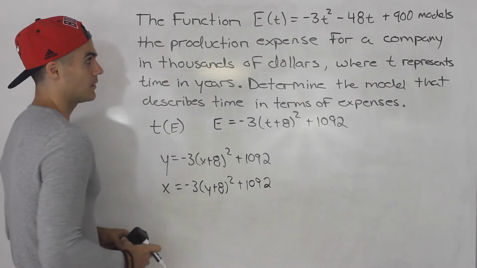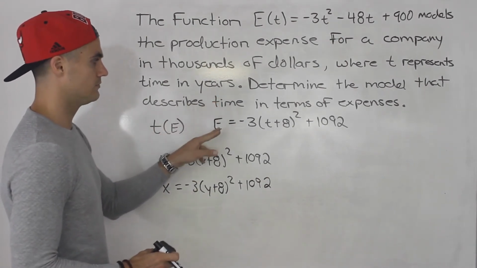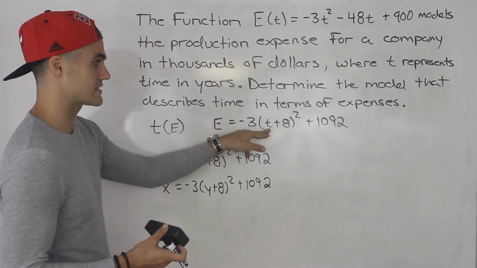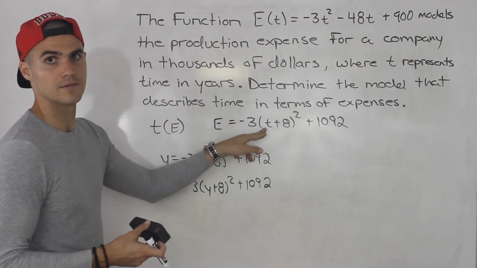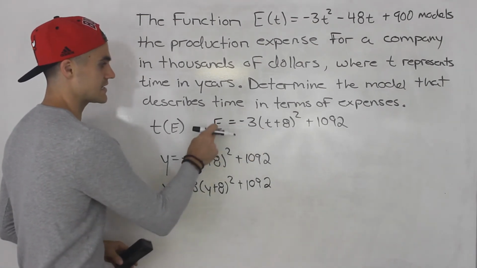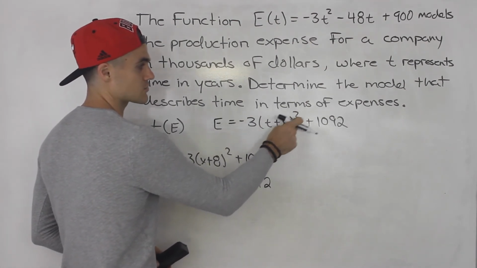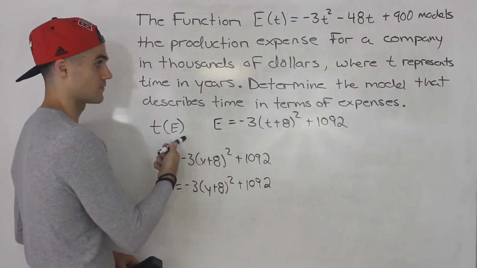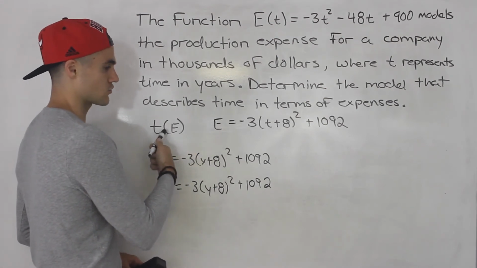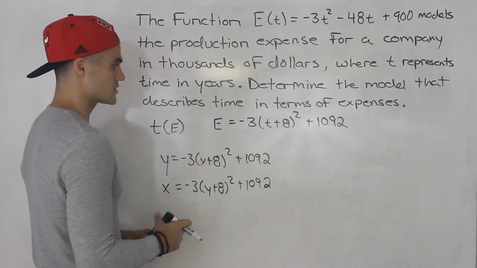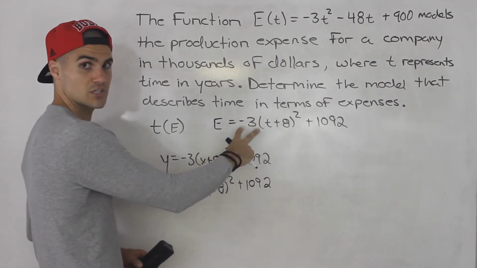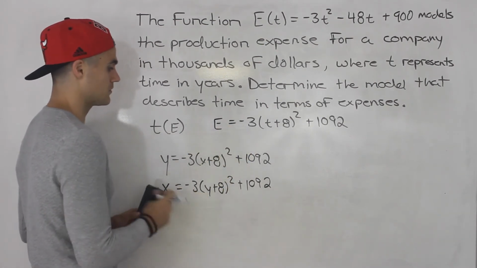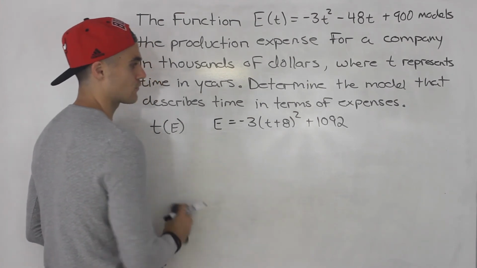But because this is a word problem where these variables actually mean something, this expense and this time, we can't just switch the t and the e, right? We can't just say t is equal to negative 3 times e plus 8 squared plus 1092. That wouldn't be the right answer. That wouldn't be the right function or the model that describes time in terms of expenses. So with word problems, instead of switching the variables like we do with abstract functions, we just keep them as is, and then we just isolate for what we need.